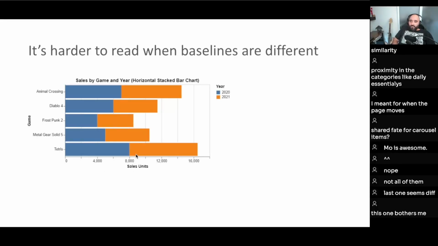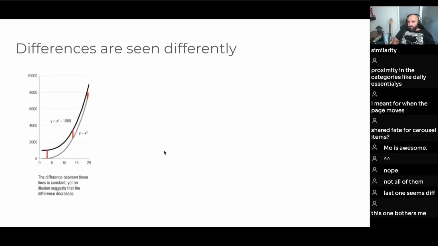It's harder to read when baselines are different. So you can compare these blue bars, but you cannot really compare the sizes of these orange bars. So using grouped bars in general makes it harder for people to see. What you can do is compare the sum of both super easily. But for orange, it becomes really problematic. So you want to figure out a way to do this. And sometimes differences between these lines are seen differently, even though they are the same.